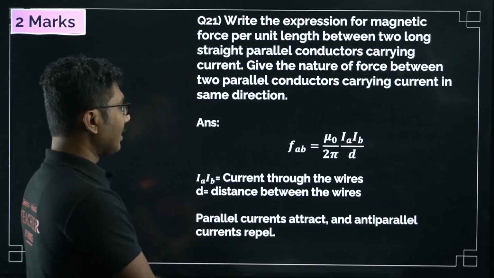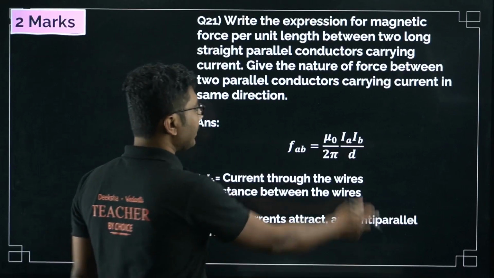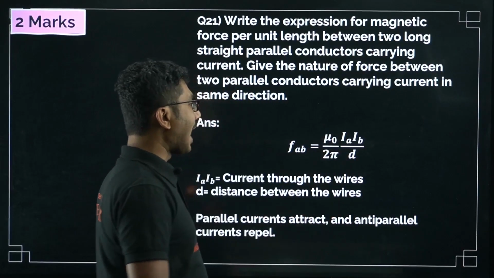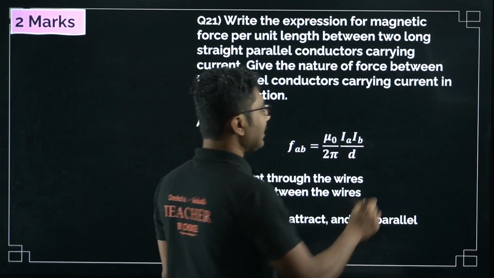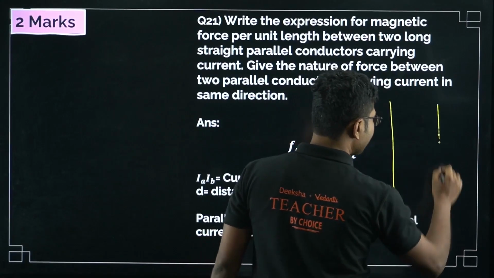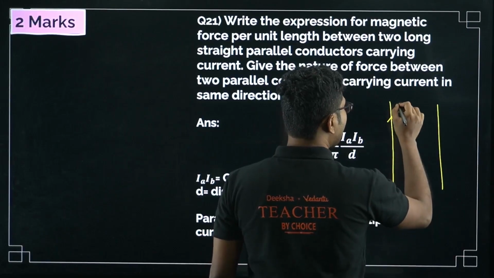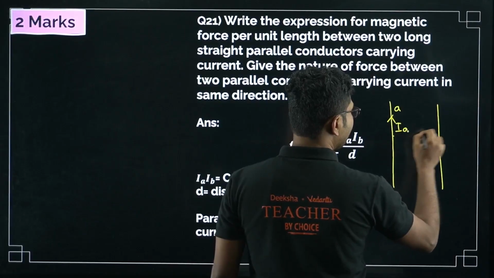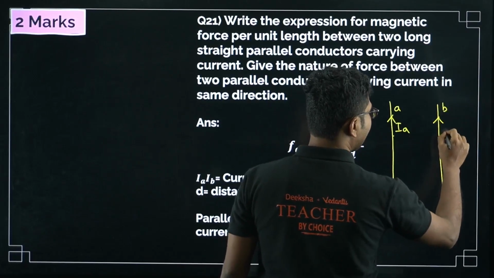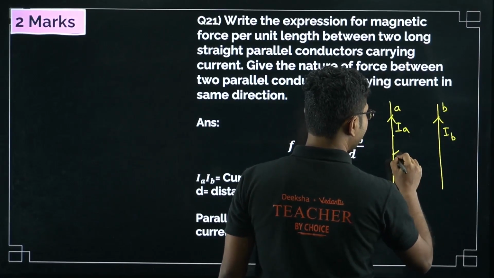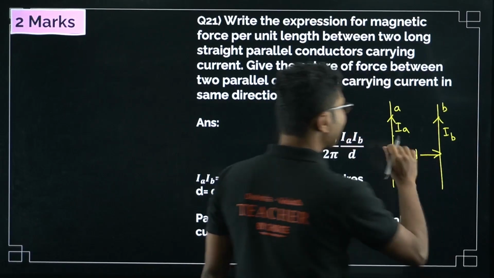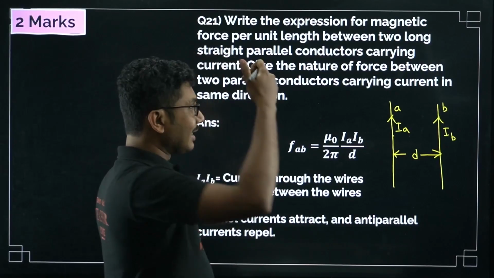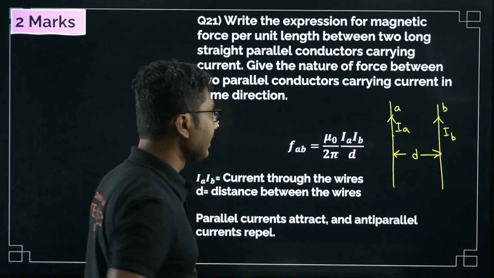So F_B, that is the force per unit length, is given by μ₀ I_a I_b / 2π d. You have to draw a small diagram here. This is wire A carrying a current I_a. This is wire B carrying a current I_b. The distance between them is d. If you draw this very short diagram, you don't have to do anything else. This is self-sufficient, self-explanatory, right?